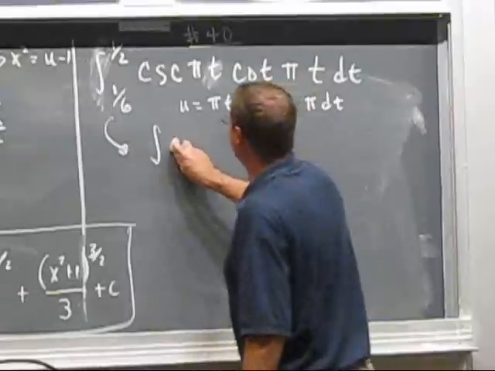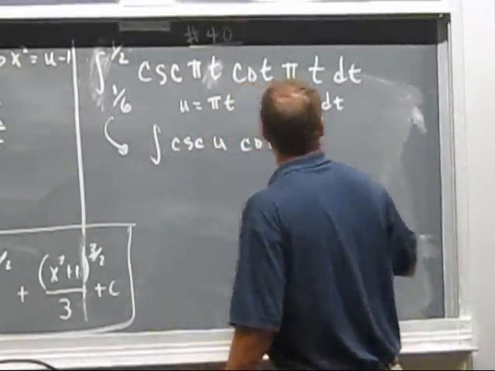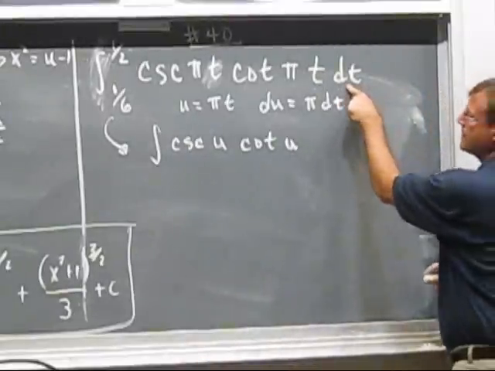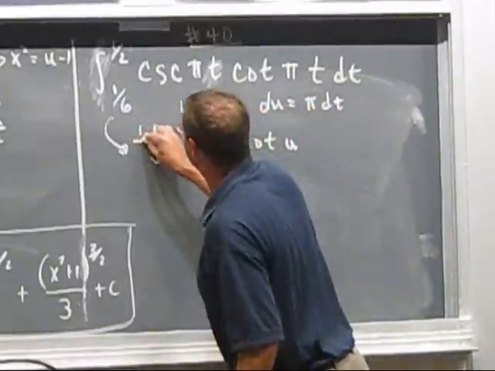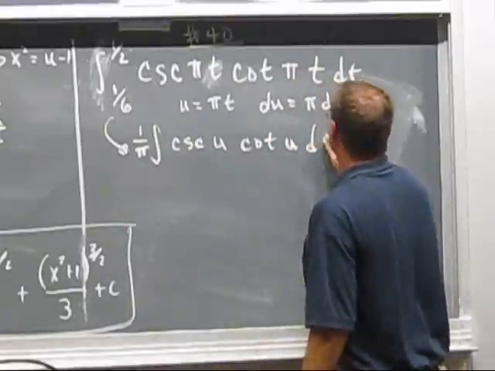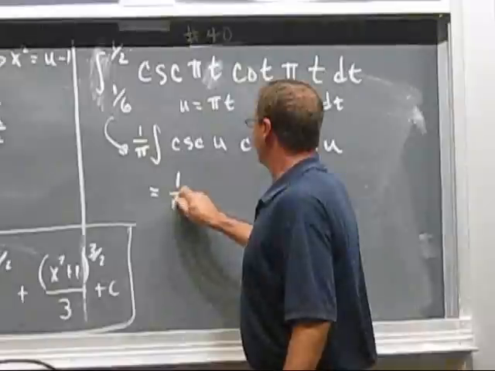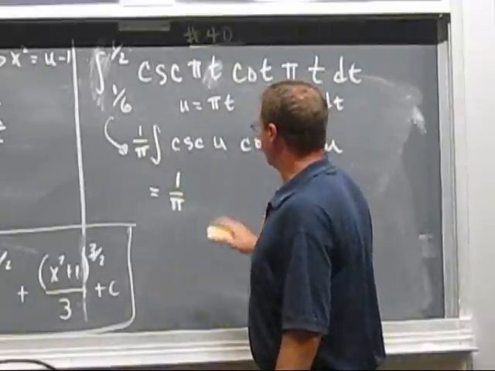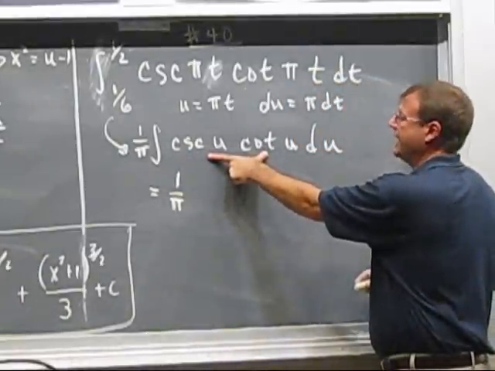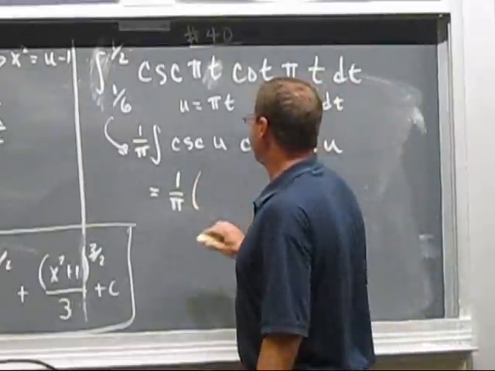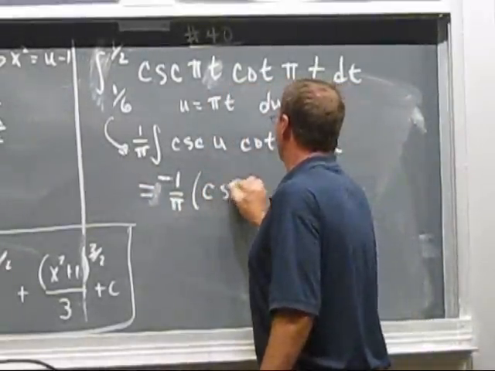What I get here is cosecant of u, cotangent of u, and then dt is the only thing I haven't substituted for. dt is equal to du over pi. So I have a 1 over pi du. This is equal to 1 over pi times the antiderivative of this. The antiderivative of cosecant u cotangent u is negative cosecant u. I'll put the negative out here. Negative cosecant u.